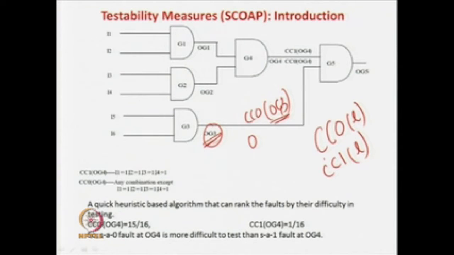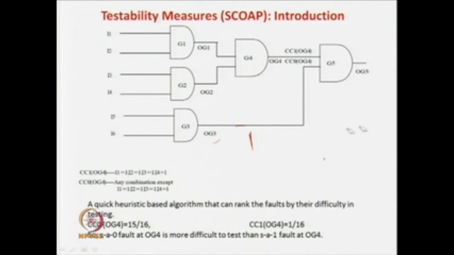So, if we say CC1 of OG3, that means how difficult it is to make this line, this net, 1. These are the two notations we are generally going to use, and then we will add one more that we will tell you later. So, let us consider this circuit. Say at this net, we are considering a stuck at 0 fault and a stuck at 1 fault. Now, we just try to find out which is the easy fault to test and which is the difficult fault to test. So, let us first consider that we are going for the stuck at 0 fault.